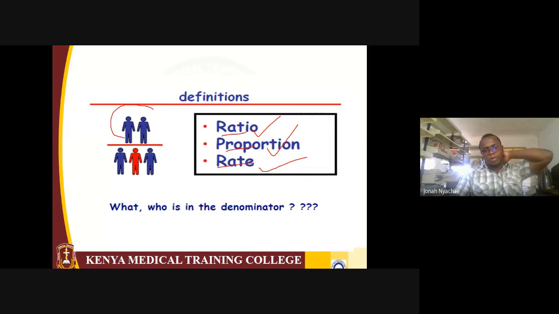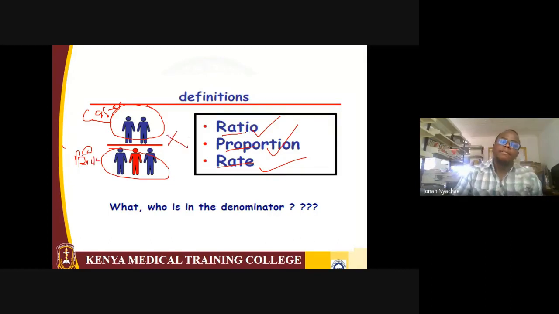So this is the numerator, maybe the number of people or the cases, over the population at risk. You may need to put some constant, which is either a percentage, you express it as a percentage, or you can express it as a ratio, and so on. So that is what we are going to discuss.